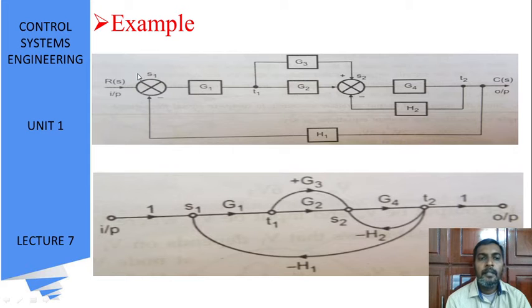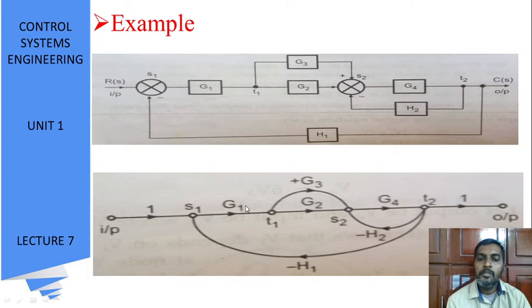Here, as R(S) is my input, I have taken the input node, and C(S) is my output, I have taken the output node. Based on the summing points, I have removed the summing points and made them as nodes. I have made these summing points S1 and S2. S1 and S2 are my summing points, and G1, G3, G2, H1, G4 and H2 are the ideal blocks.